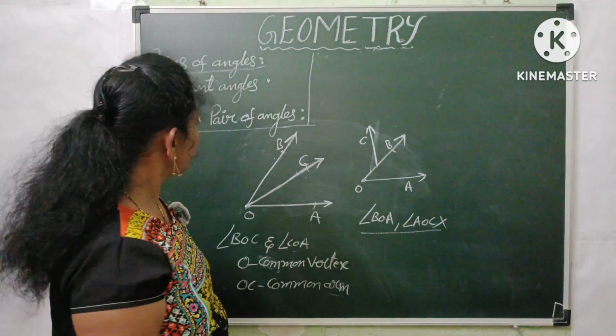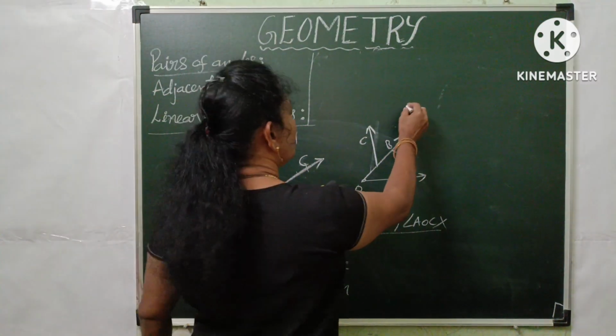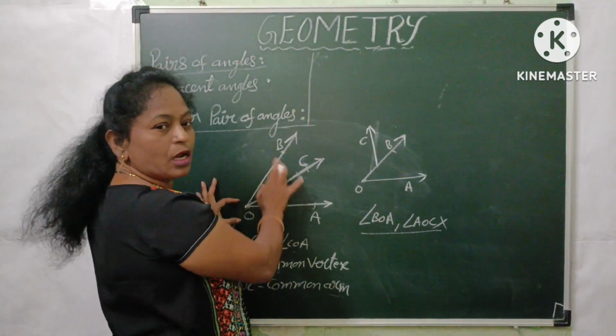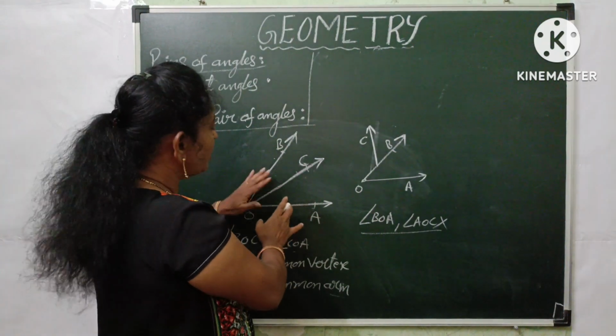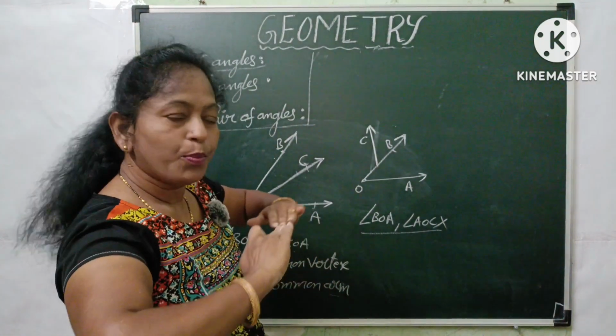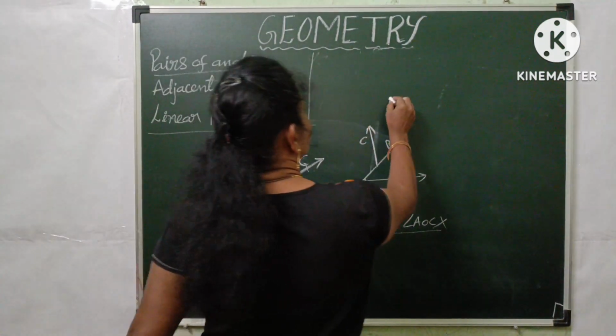Okay, right. Next one is a linear pair. Linear pair means here OA and OB are the non-common arms. When the non-common arms are in opposite directions, it forms 180 degrees. So, check it here.